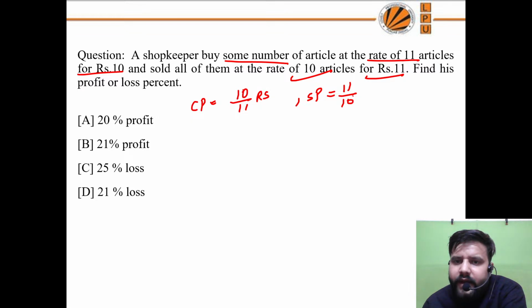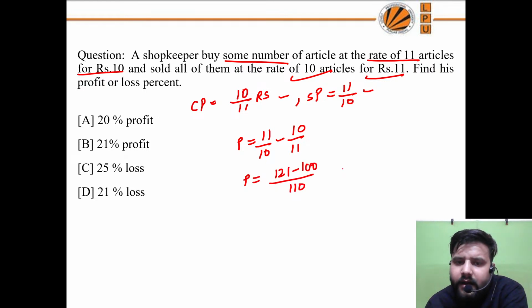So now we know that this value is greater than this. So here is a clear profit. Let's calculate the profit. Profit would be 11 by 10 minus 10 by 11. So from here the profit would be 121 minus 100 divided by 110. Done. So your profit is 21 by 110.